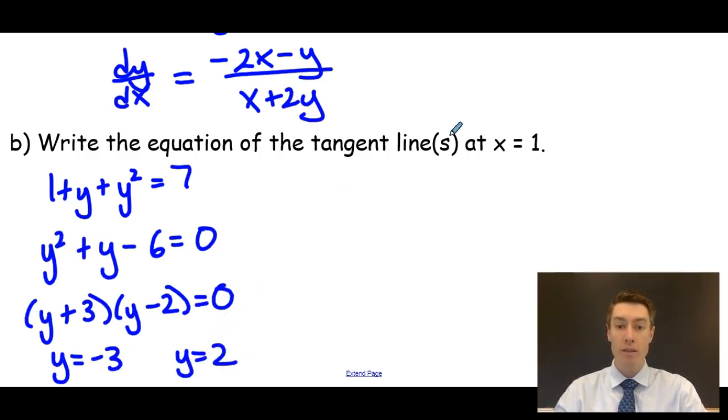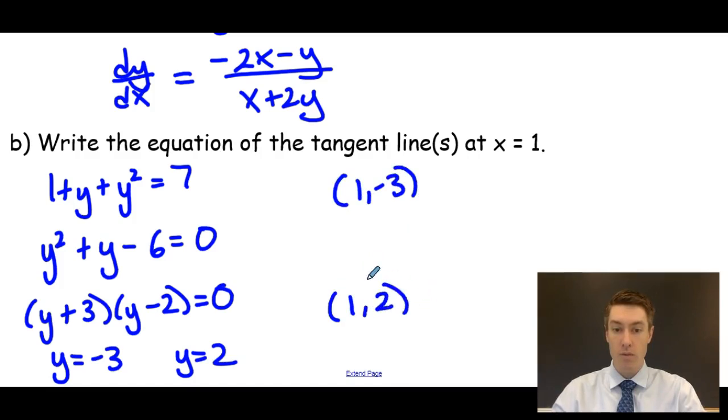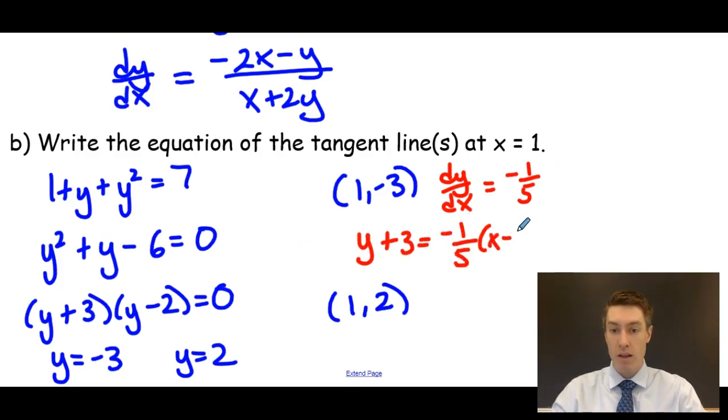So that means we have 2 points on this curve when x equals 1. The first point is (1, negative 3), and the other point is (1, 2). At each point we need to find the slope separately because it could be different. So at the point (1, negative 3), the slope is going to be negative 2 plus 3, so that's 1. And then 1 minus 6 is negative 5. So we had 1 over negative 5, so negative 1/5. So the equation of that tangent line: y plus 3 equals negative 1/5 (x minus 1).